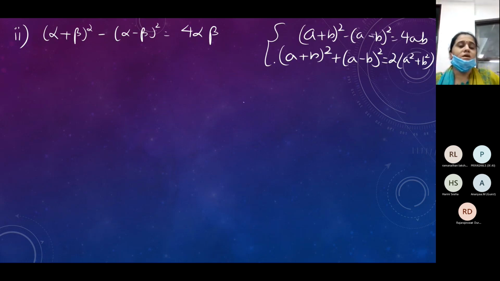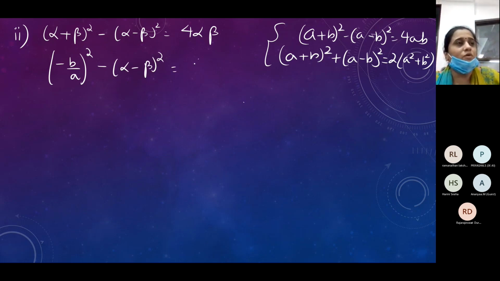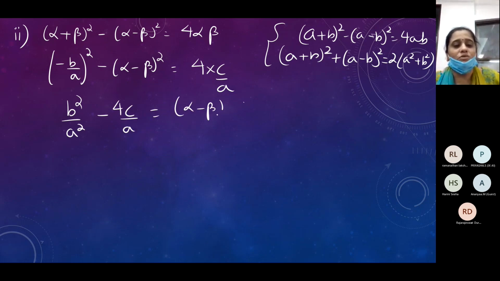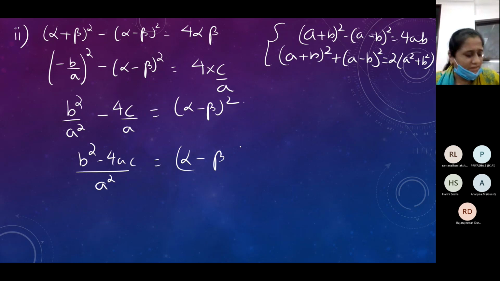So what is alpha plus beta? Minus b by a. Minus b by a the whole square minus, this is what we'll have to find. Alpha minus beta the whole square is equal to 4 alpha beta, 4 into c by a. So b square by a square minus 4c by a is equal to alpha minus beta the whole square. Now common denominator is a square. So b square minus 4ac is equal to alpha minus beta the whole square. I think we have to find this only. You don't have to take the square root because we have to find only alpha minus beta the whole square.